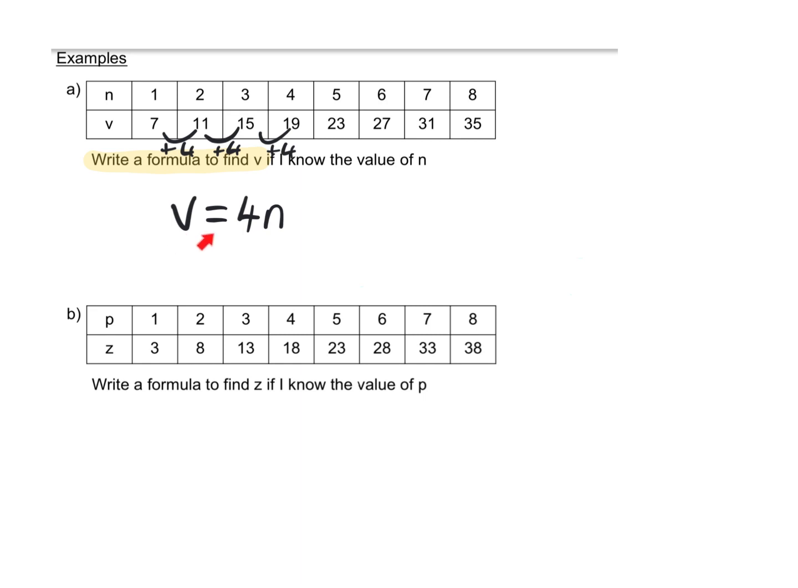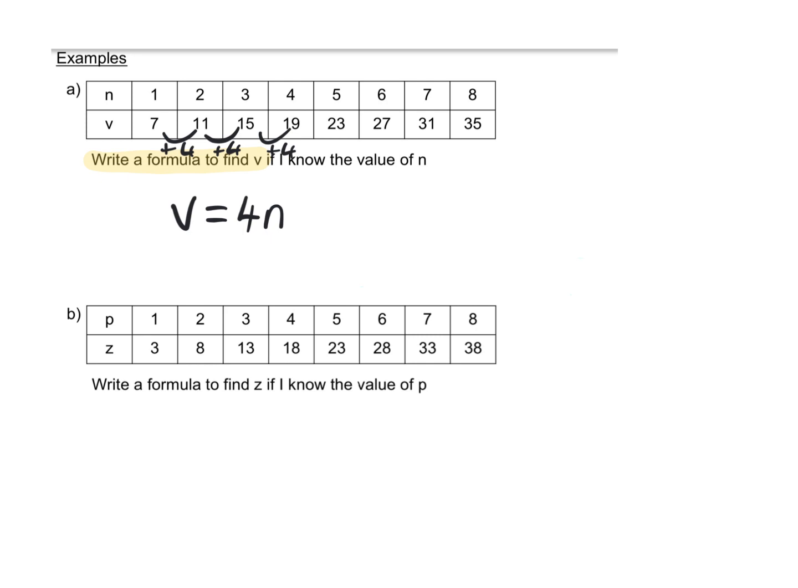Now, at the moment, we want to see if this formula holds true. Okay, so what this is saying at the moment is the v value, the number at the bottom, is equal to 4 times the n value. So in other words, 4 times this top number should give me this bottom number. Now that at the moment doesn't work. 4 times 1 is 4, it's not 7.